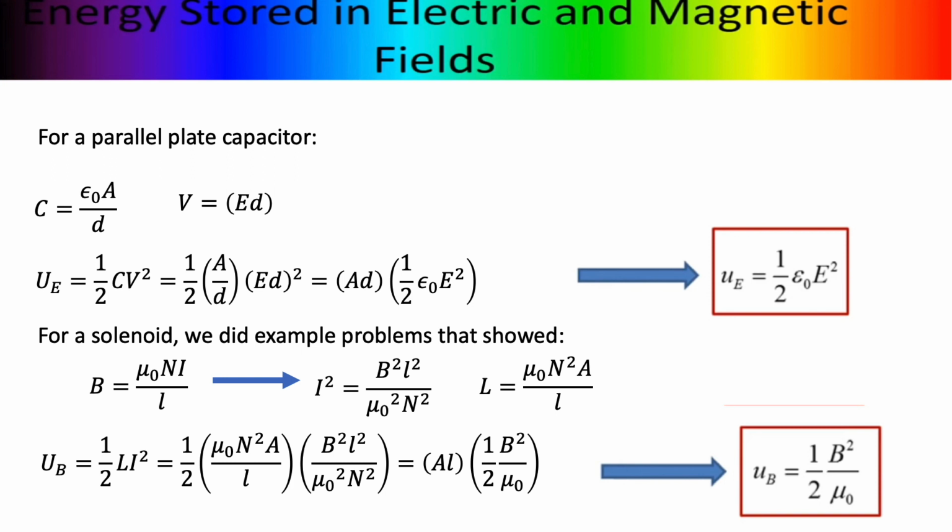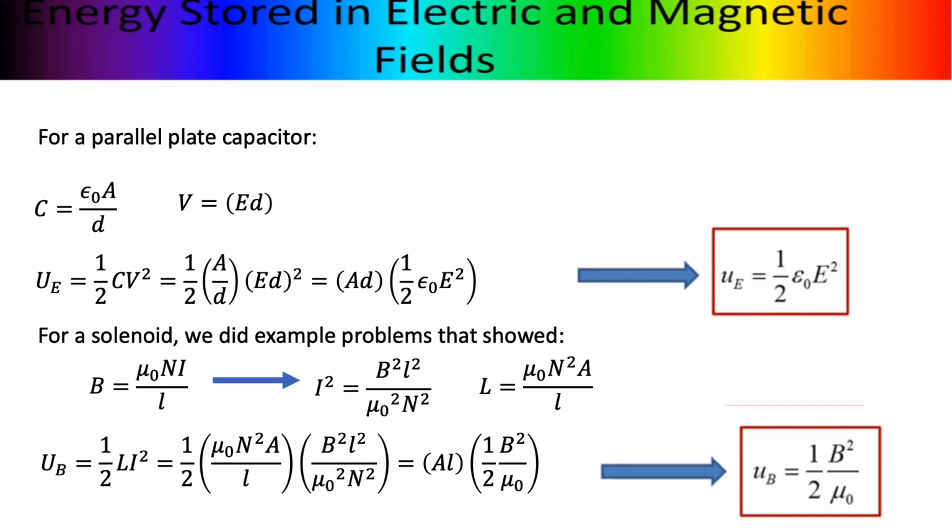Now let's look at the solenoid. We've done example problems in class where we derived the magnetic field surrounding a solenoid, and we've derived the inductance, the self-inductance of the solenoid. So if we plug in the U is equal to 1/2 L i squared equation, which is the energy stored by the solenoid, we've seen that too, and we plug in for L there, and then we solve the magnetic field equation for current, square it, and plug that in.